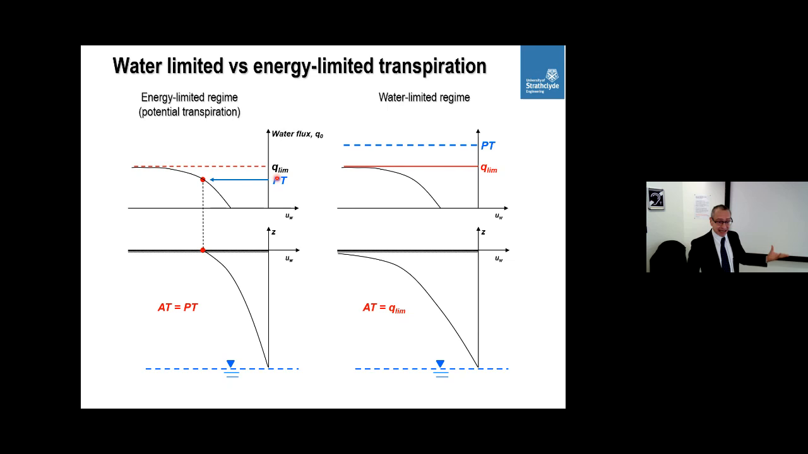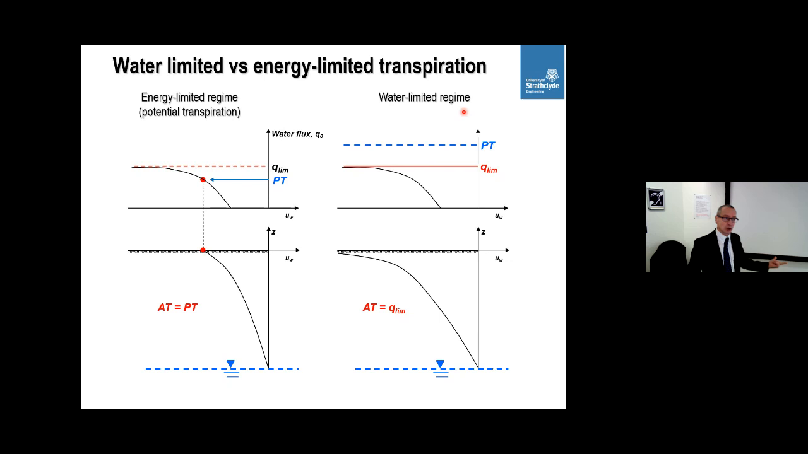But let's imagine that you are sitting here. The atmosphere is asking for something, and the soil says, no, darling, I cannot give you more than that. I'm giving you what I can. So at this point, it's the soil that is controlling the actual transpiration. That's why it is called water limited regime, limited by the soil transmissivity.